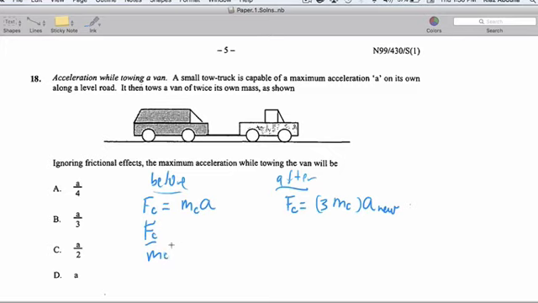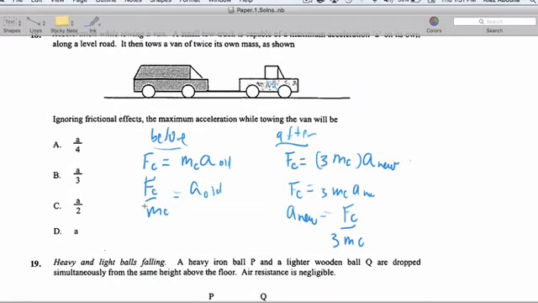FC divided by MC is A, and I'm going to call this A old. So that's the old acceleration. What does the new acceleration equal to? FC equals 3 MC times A new. Again, it's because I've got 1 MC here and 2 MC here for the truck. Looks more like a hearse. So when we solve, we're going to get that A new is FC over 3 MC. So when I compare, A new is 1/3 of A old.